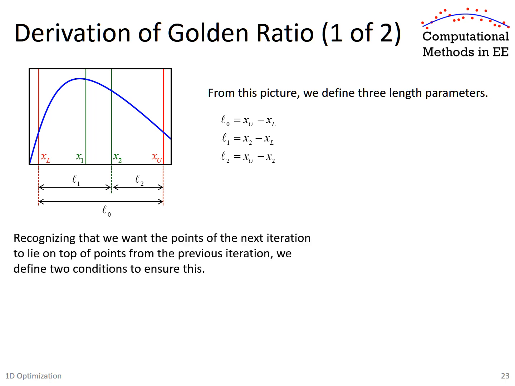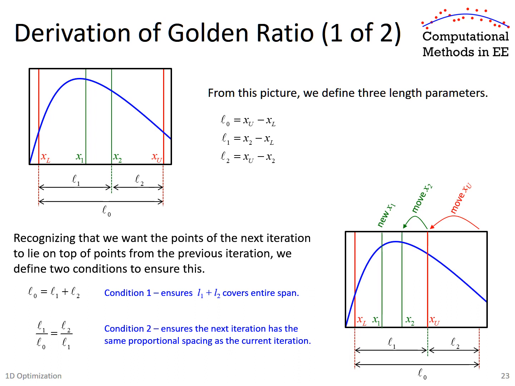Now our real goal here is that when we update and squeeze in our interval on one side or the other, our new points overlie the old points, so we don't have to reevaluate the function. We have two conditions that will turn out to ensure this. One, we need to make sure that L0 covers the entire span. So L0 has to be L1 plus L2. Maybe that's kind of obvious.